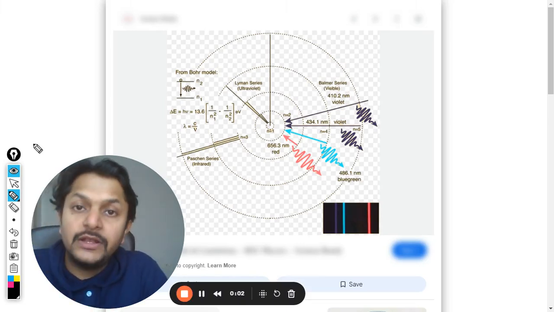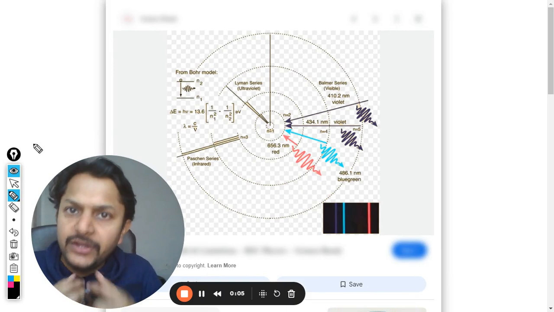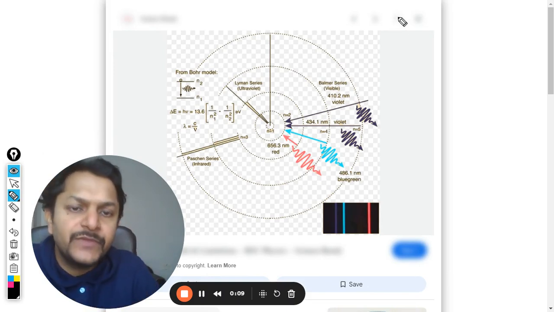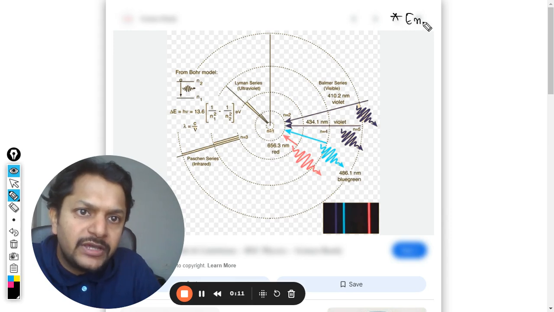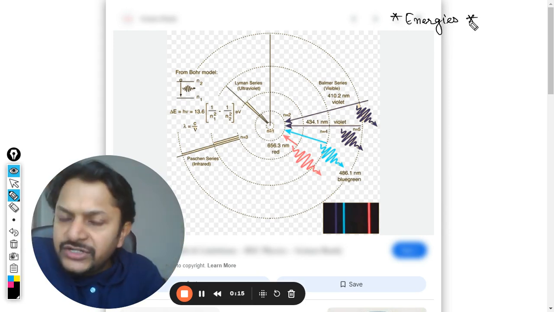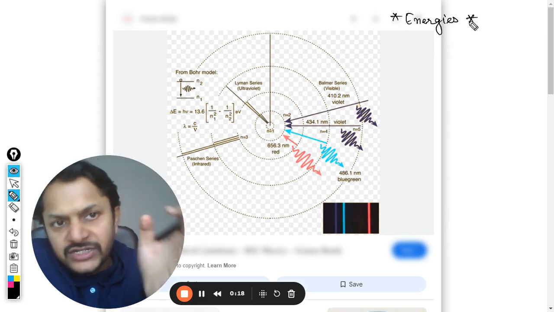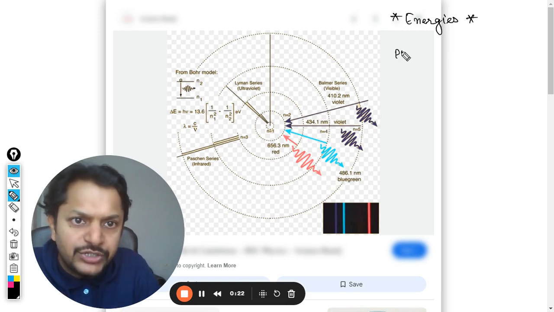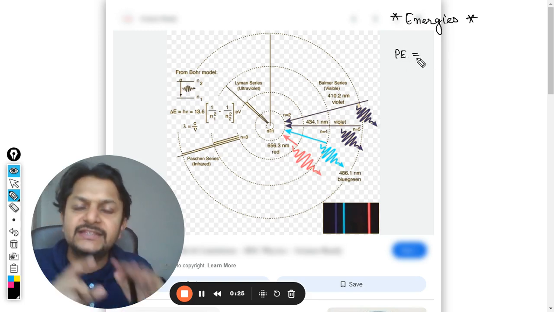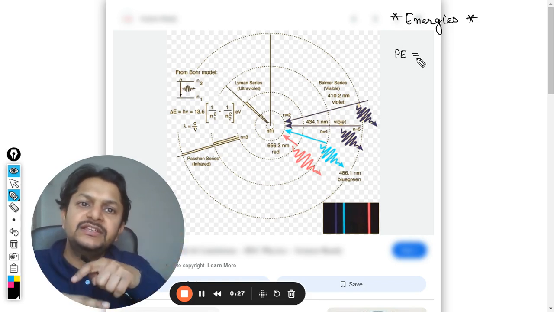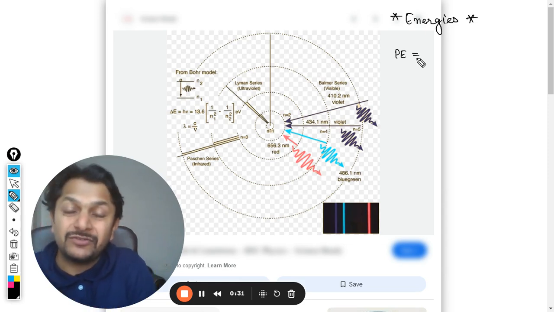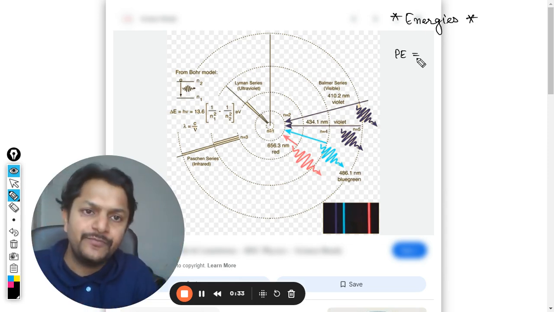Okay, dear students, let us now find the energies of the electron when it is orbiting around the nucleus. The topic here is energies, and we are going to find all the energies: potential energy, kinetic energy, total energy, everything. First, let us find the potential energy of the electron when it is orbiting around the nucleus. This is very similar to what we did in the case of gravitation, like the energy of a satellite.